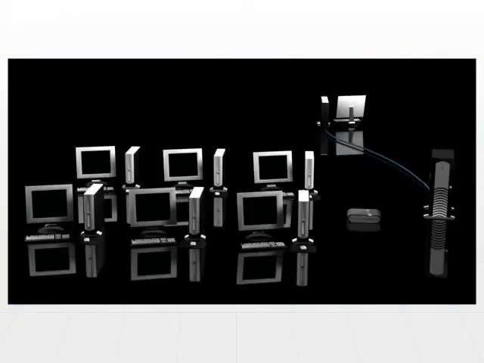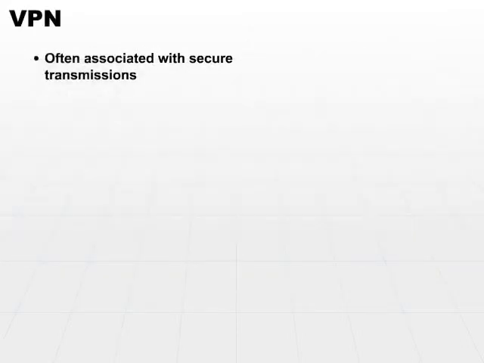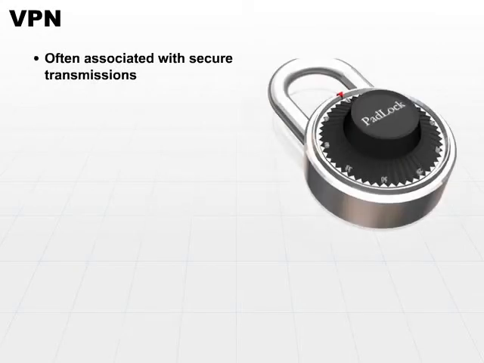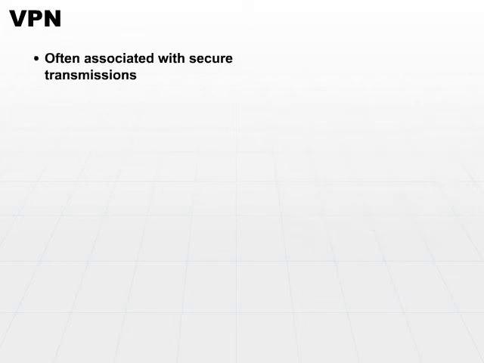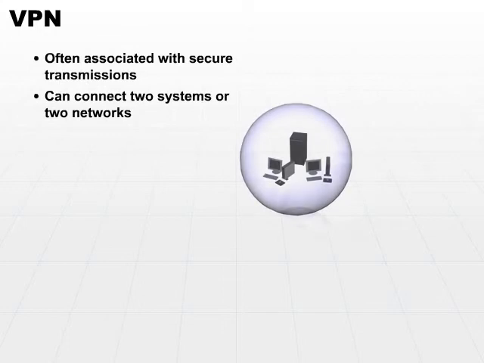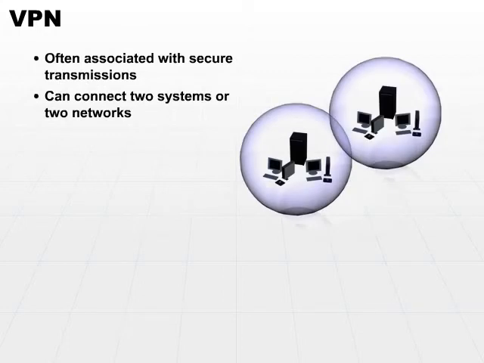Now, most people implement VPNs with secure transmissions. Normally, they will use encryption to ensure secure transmission. It's not necessary. You can use a VPN with no encryption, but that's the reason most people use it. It can be used to connect either two independent systems or two networks.